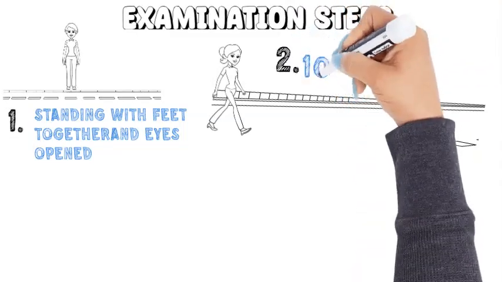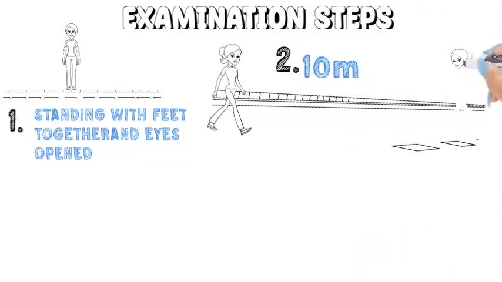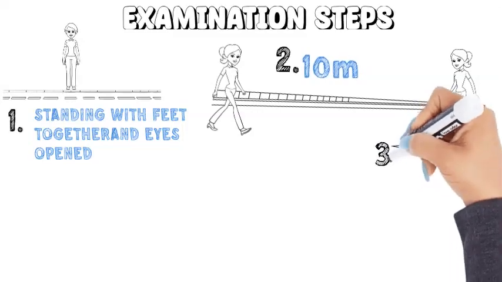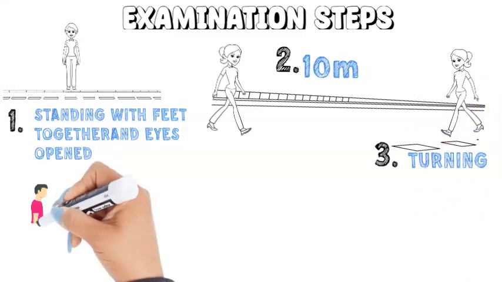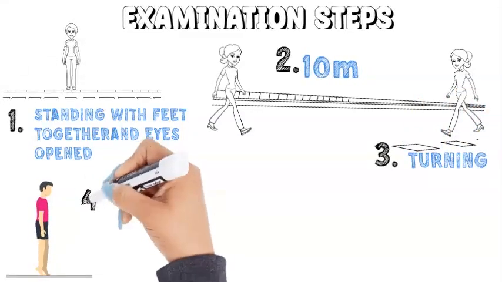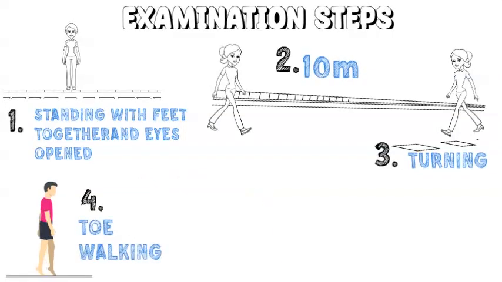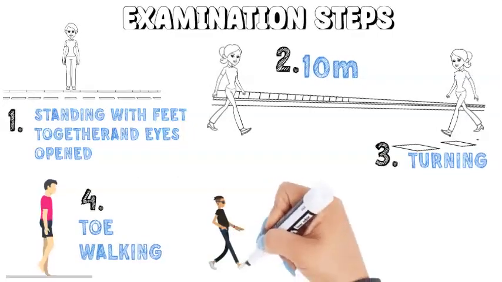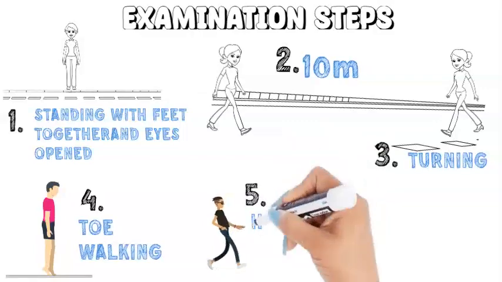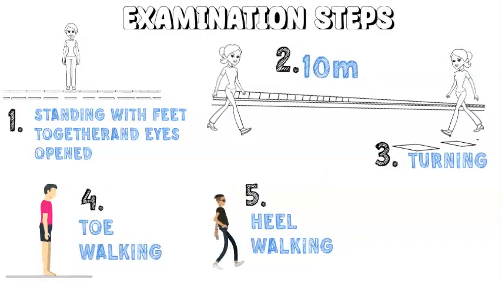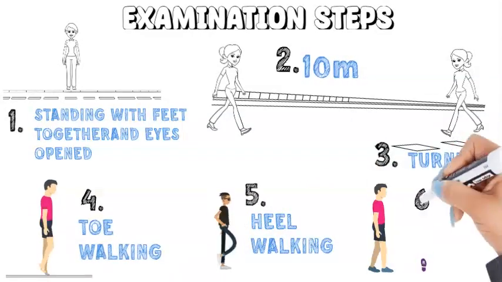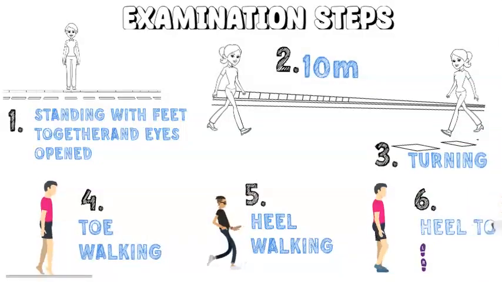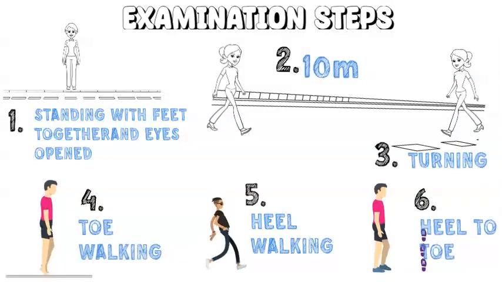The second step is asking the patient to walk for 10 meters, then turn back. The fourth step is asking the patient to walk on their toes, then walk on their heels. And finally, ask the patient to walk heel to toe. Some abnormalities can be noticed by applying these steps.